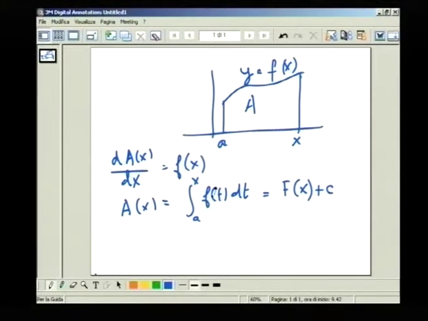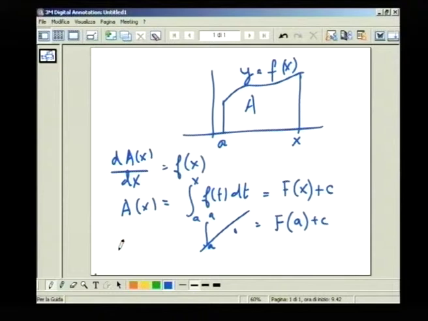How is that? You can substitute x equal to a. So this becomes equal to 0, and the integral from a to a cancels out. And you get capital F of a plus c equal to 0, which means that c is equal to minus F of a.